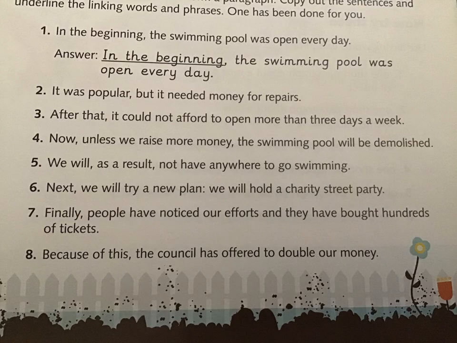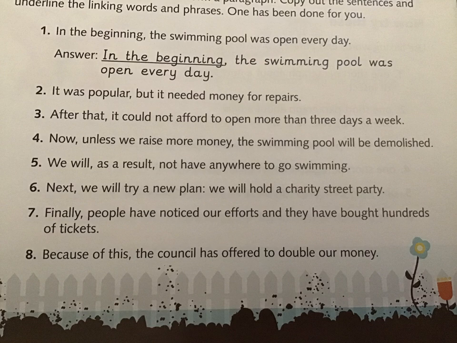As an example, let's look at the get started activity. So it says, in the beginning, the swimming pool was open every day. It was popular, but it needed money for repairs. After that, it could not afford to open more than 3 days a week. Now, unless we raise more money, the swimming pool will be demolished. We will, as a result, not have anywhere to go swimming.